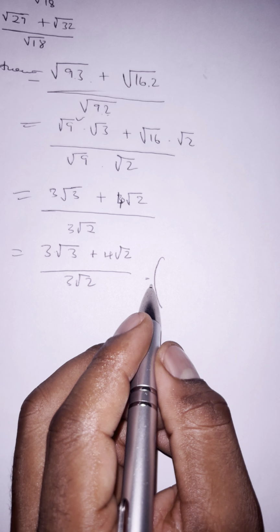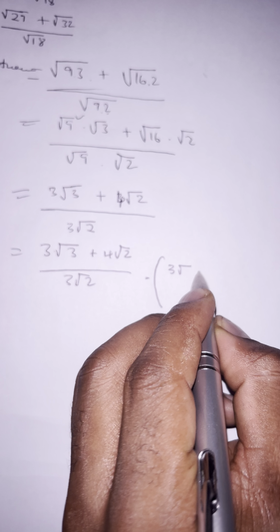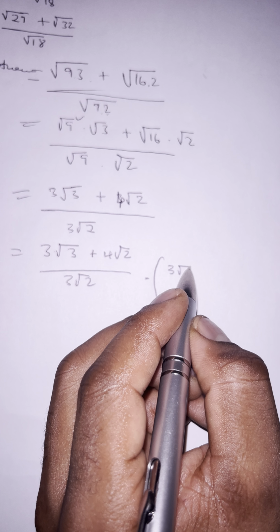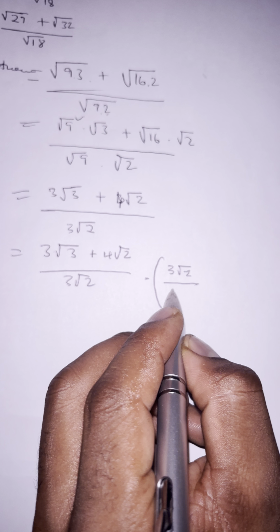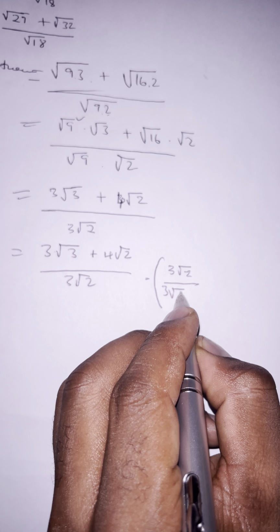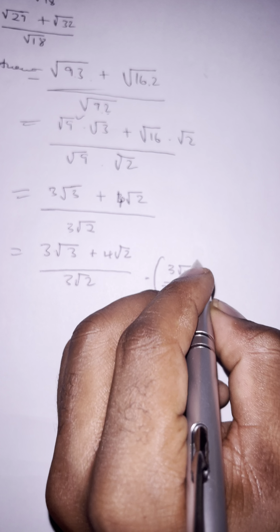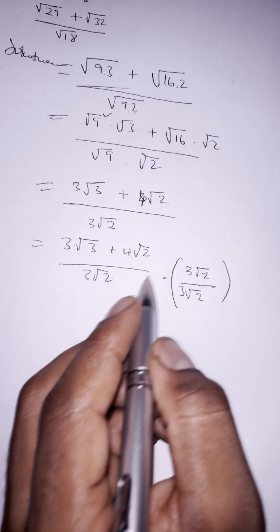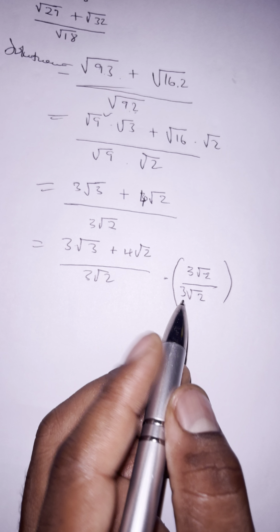Now, we multiply both the numerator and the denominator by square root of 2. Why? You multiply both sides by this. This will cancel this, and this will be multiplied by this.